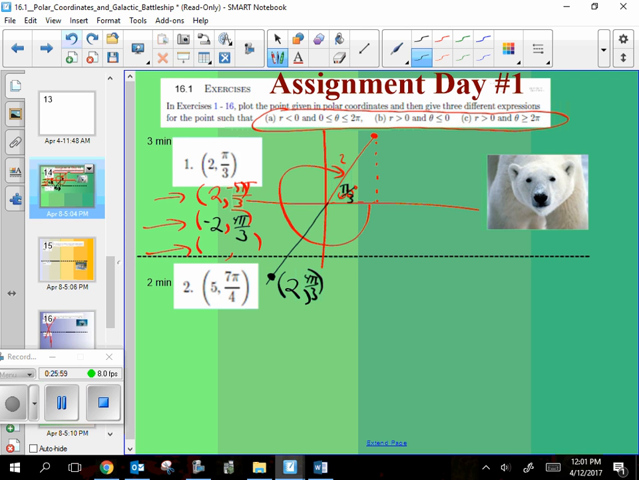And then there's just one more way to write that, where you say this angle not as a positive, but as a negative. All right, that's as much help as I can possibly give you on that part. And that's all I have for you for today.